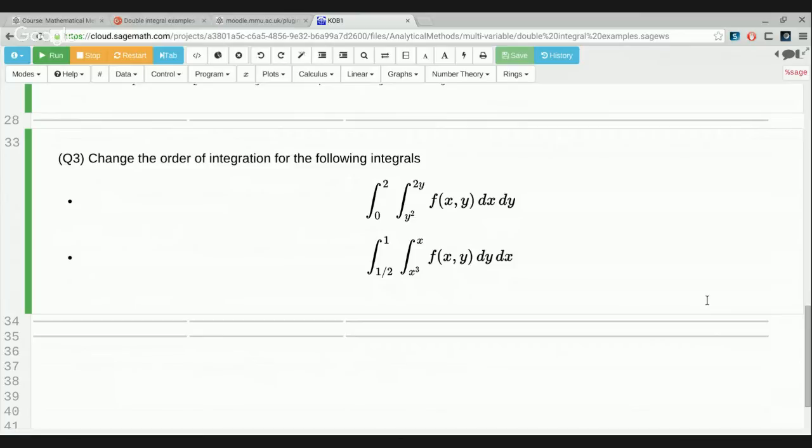Okay, and you can check that this evaluates to the same answer as before.